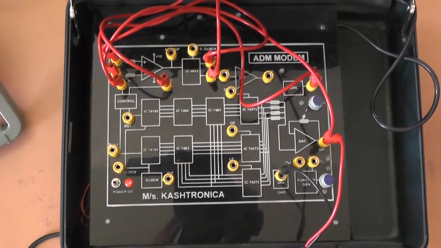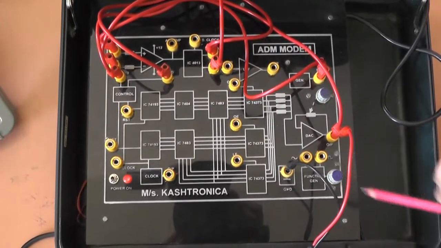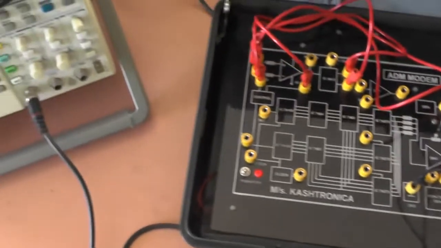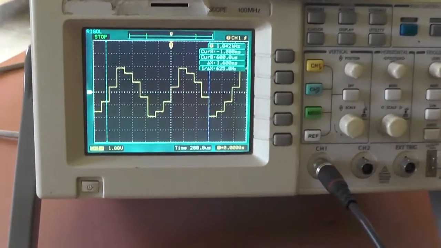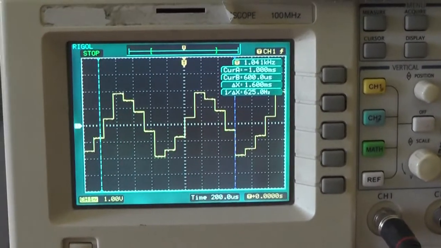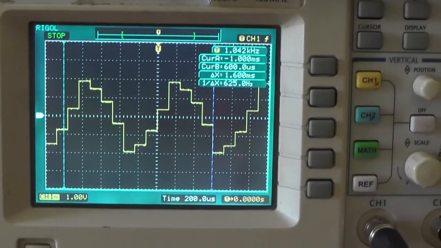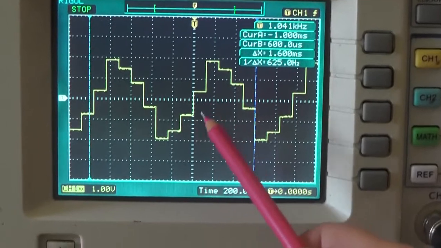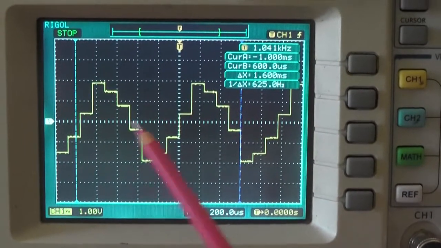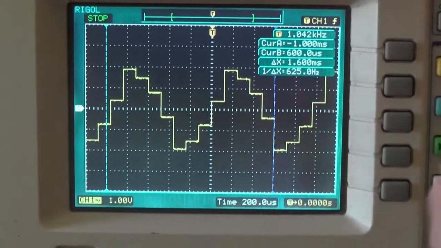These are the connections which are made on the ADM kit, and now we observe the DAC output on the DSO, and the output is as shown. As we can see, the step size in the DAC output is not constant. These are the various step sizes, and the step sizes are an integer multiple of each other. That is, if this is delta, this is 2 delta, 3 delta and 4 delta.